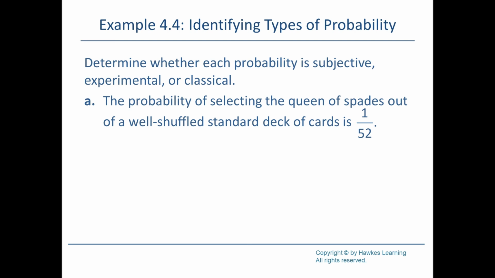Example 4 is identifying the types of probability. Determine whether each probability is subjective, experimental, or classical. Again, experimental is also referred to as relative frequency or just as frequentist. Classical is also referred to as axiomatic. Probability of selecting the Queen of Spades out of a well-shuffled standard deck of cards is 1 over 52. That's clearly classical. There's only one Queen of Spades out of the 52 cards in the deck.